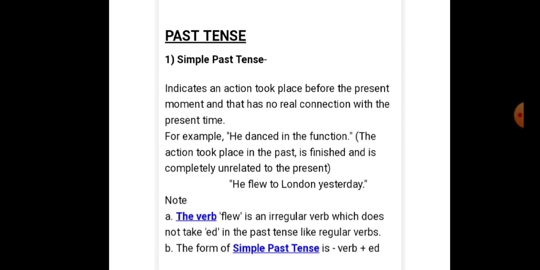Past tense. Simple past tense indicates an action took place before the present moment and that has no real connection with the present time. For example, he danced in the function. The action took place in the past, is finished, and is completely unrelated to the present. He flew to London yesterday. The verb flew is an irregular verb which does not take ed in the past tense like regular verbs. The form of simple past tense is verb plus ed.